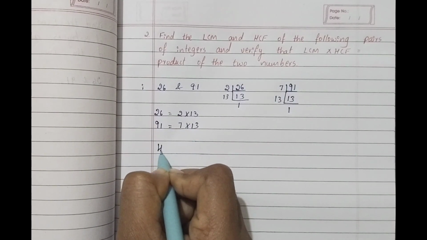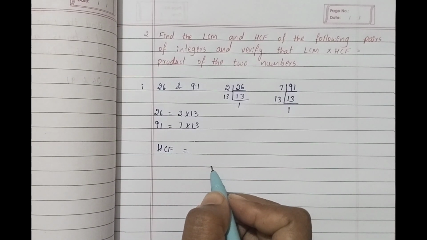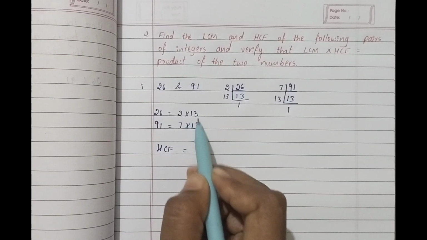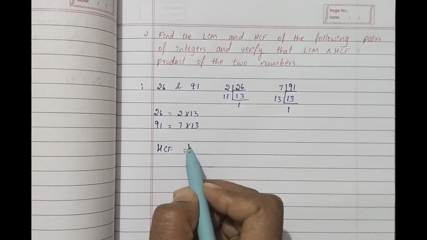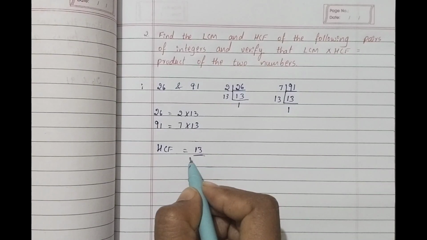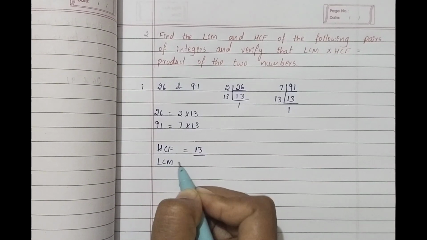Next step is to find the HCF of the given numbers. HCF is the highest common factor. In both the numbers, the factor which is repeated in both is 13. So HCF is 13 here. Highest common factor is 13.